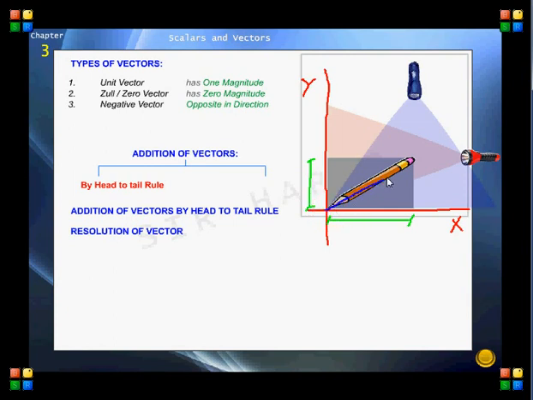If I call this pencil a vector, let's suppose f vector, as we discussed before, I can say that this distance on the x-axis is the shadow of vector f along the x-axis, and this is the shadow of the same pencil, the same force, or the same vector f on the y-axis. Here what we have done is divide f vector into two parts, fx and fy. This is called resolution of vector, that we resolve our vector into two portions.